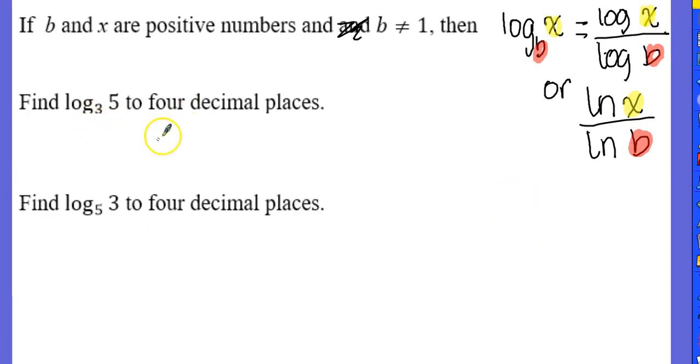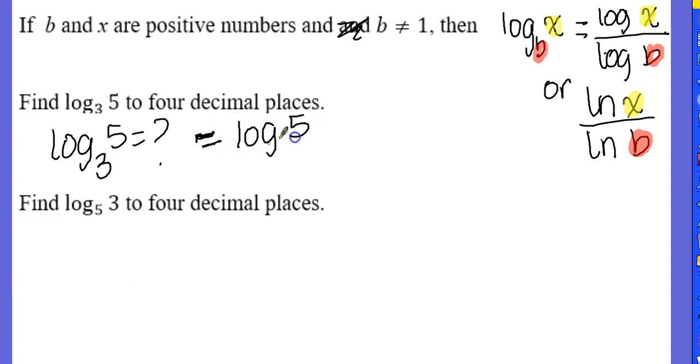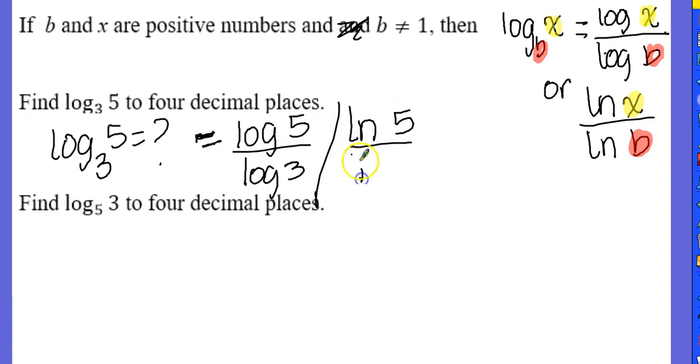Okay, so here we go. It says find the log of 5 base 3 to 4 decimal places. So basically, I'm going to take this, and this equals something. We're supposed to figure out what it equals, right? So to convert it for my calculator, I'm going to write this as the log of 5 divided by the log of 3, or the natural log of 5 over the natural log of 3.